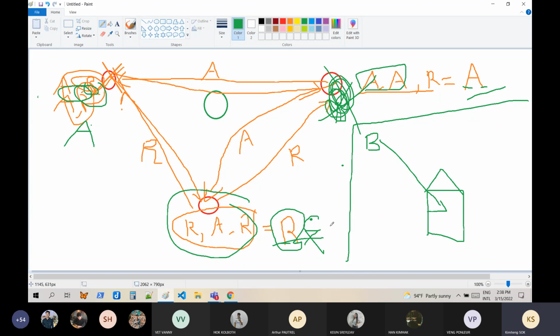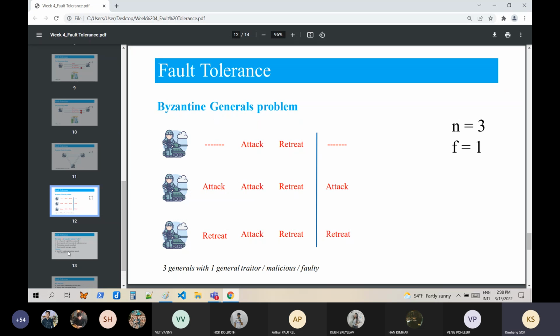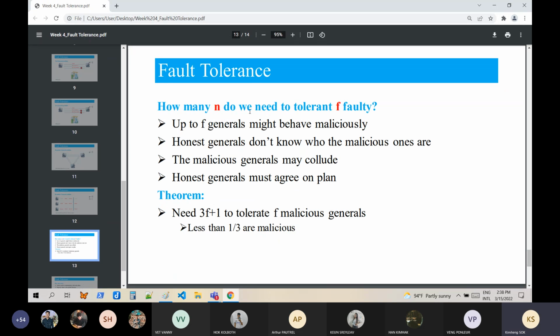Byzantine general problem. Understand? So now the question is, how many computers do we need in order to tolerate F computers that are malicious, or have been hacked, have been compromised, or are down, or something like that?